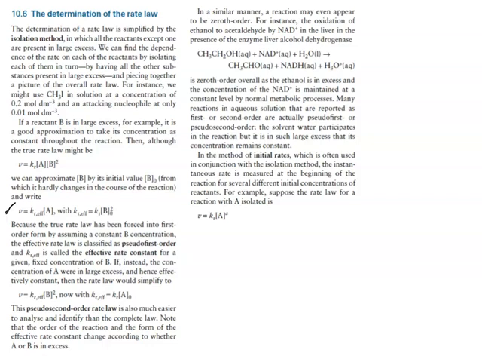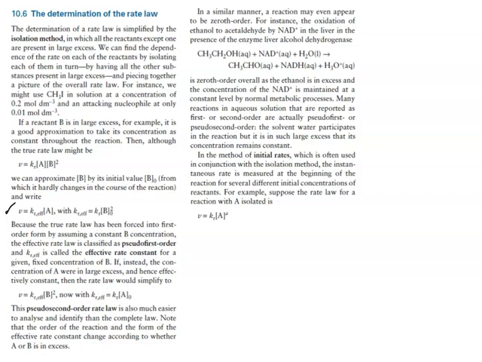If instead the concentration of A were in large excess and hence effectively constant, then the rate law would simplify to the rate equals the effective rate constant times the concentration of B squared, where A is fundamentally equal to its initial value and held constant. This pseudo second order rate law is also much easier to analyze and identify than the complete law. Note that the order of the reaction and the form of the effective rate constant change according to whether A or B is the one in excess.